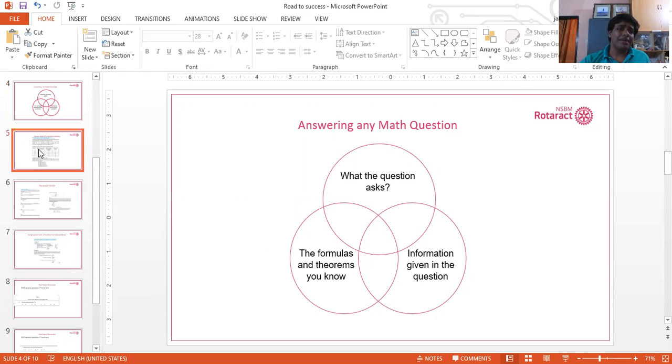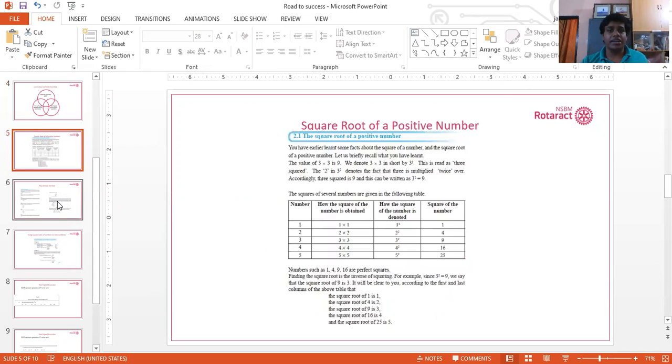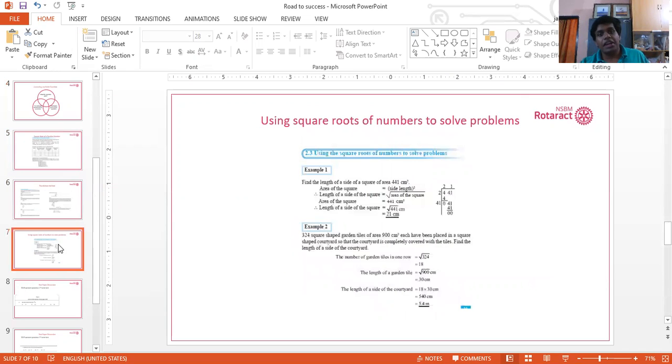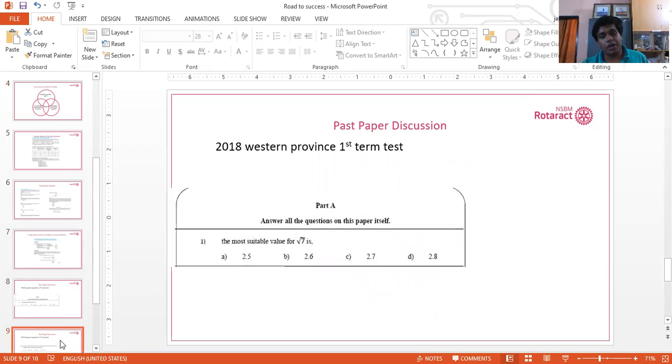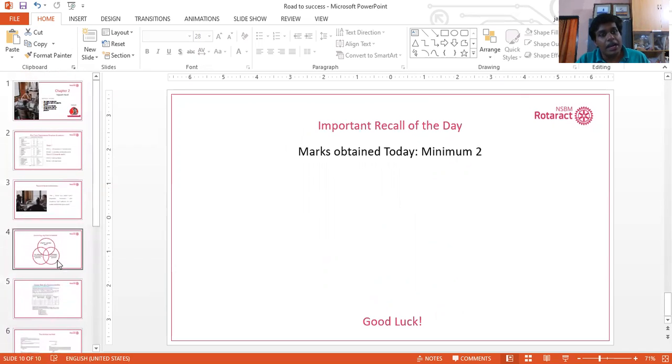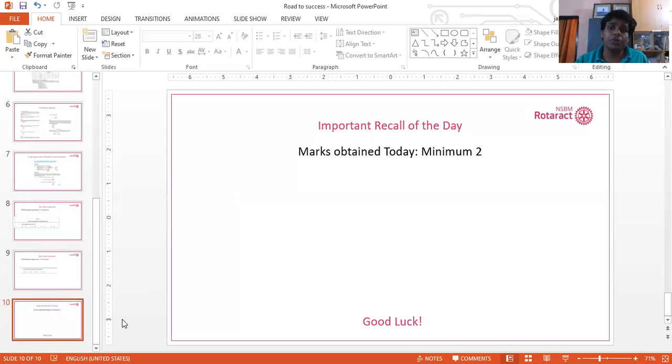And basically we did the content related to positive number approximation and the division method, then we used the square roots in area problems, and we did two past paper questions, and that's it for the day. Basically you earn minimum 2 marks, it might be maximum too, but in area questions sometimes there will be a square root part where you have to solve it, so there's more. That's why I said minimum 2.